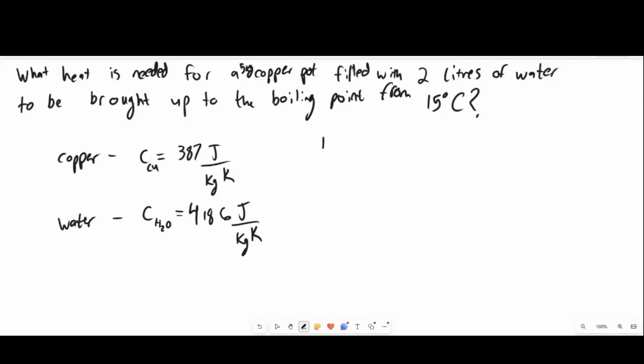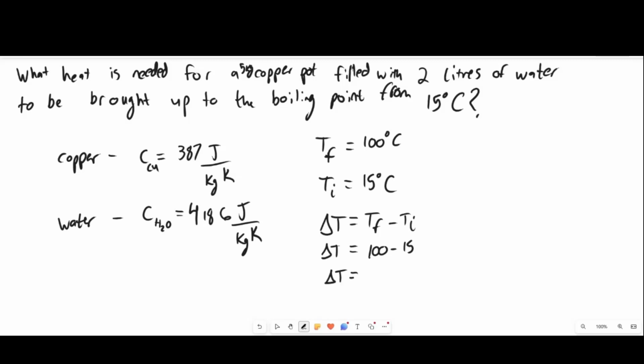The boiling point for water, so the final temperature that we want to get to, is 100 degrees Celsius, and our initial temperature is 15 degrees Celsius. So our delta T, final minus initial, is 100 minus 15. And so our delta T is 85 Celsius. And then because the scale of Celsius and Kelvin is the same, that's the same as a change in temperature of 85 Kelvin.